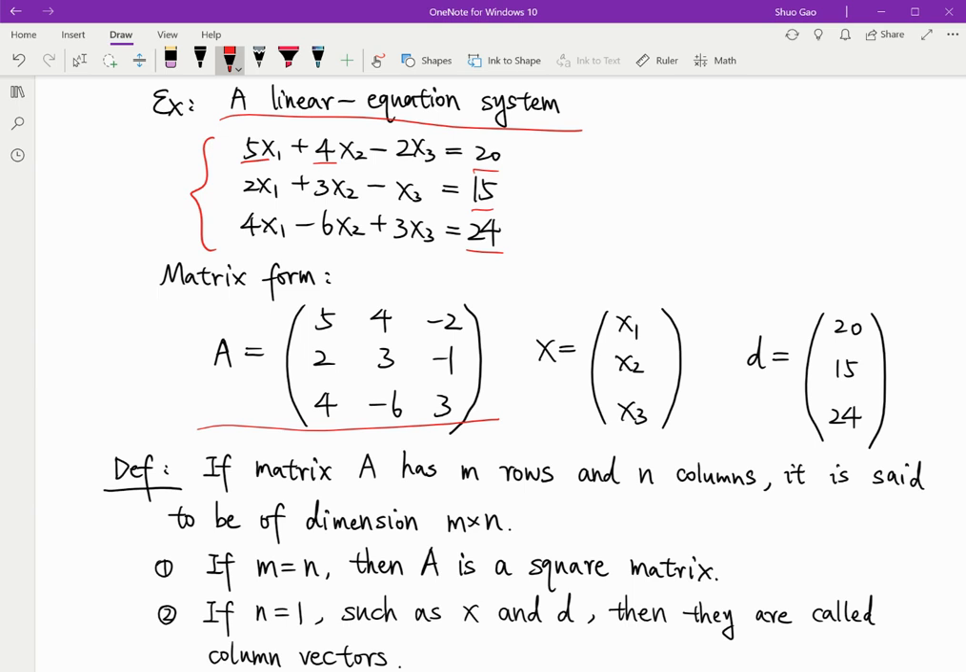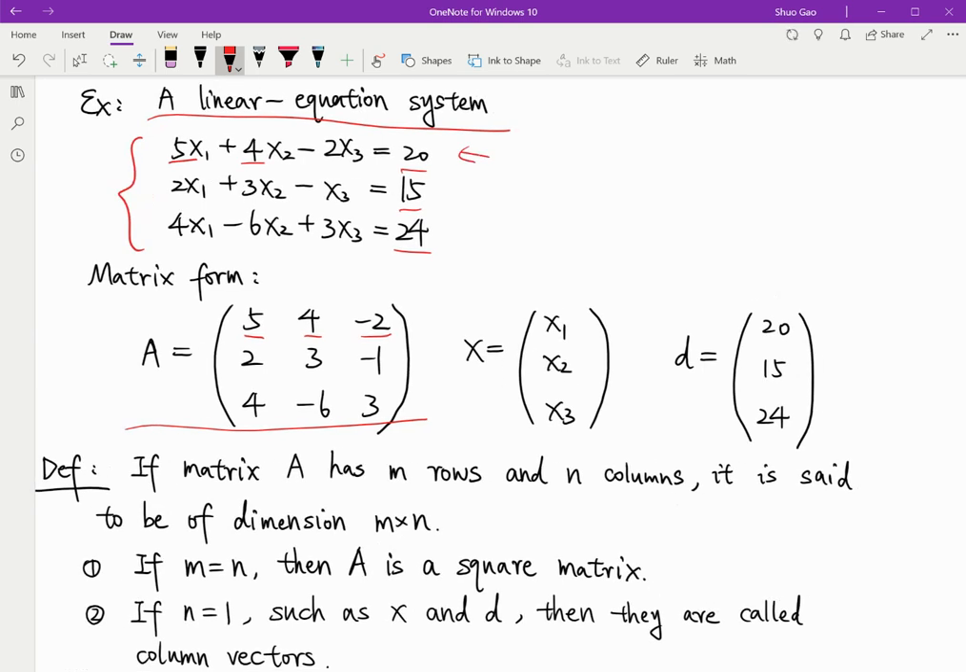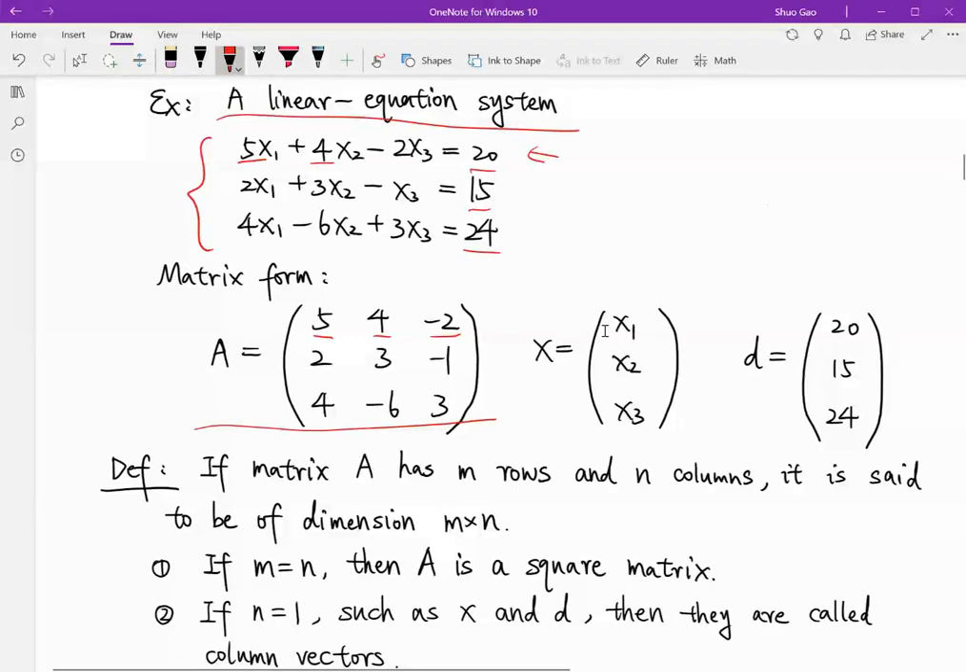So A here is also the coefficient matrix. The coefficients here are 5, 4, minus 2. That's the first equation, right? And then it's 2, 3, minus 1. That's the second equation. And for the last equation, we have 3 coefficients. They are 4, minus 6, and 3. So together, this is called the coefficient matrix.